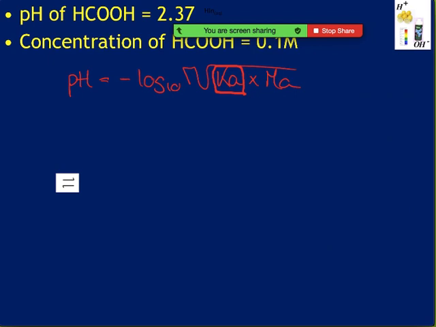So I want to change what's on my right hand side so that Ka is all on its lonesome. So what do I have to do? Multiply by it. So to get rid of the log, I would use the inverse log function, and that will help it to cancel out. So you have shift log negative pH is equal to square root of Ka by Ma. Isn't log just 1 over log?